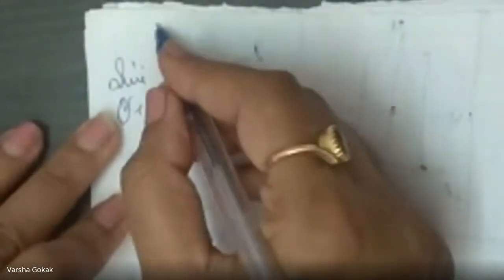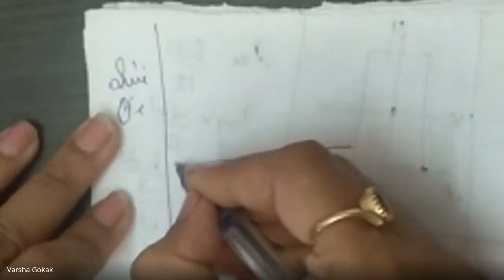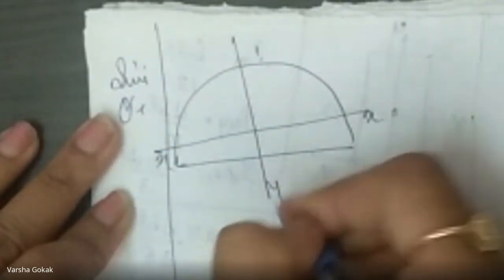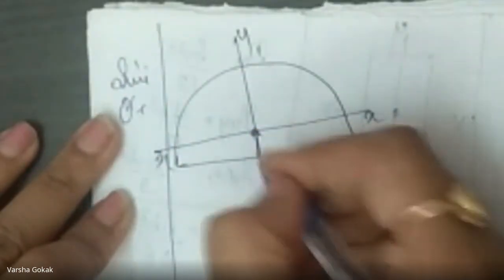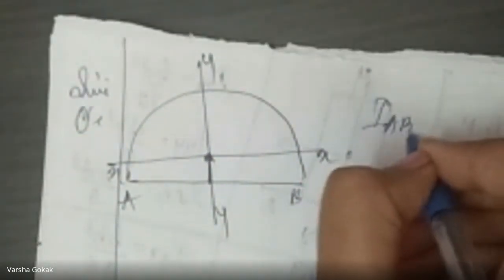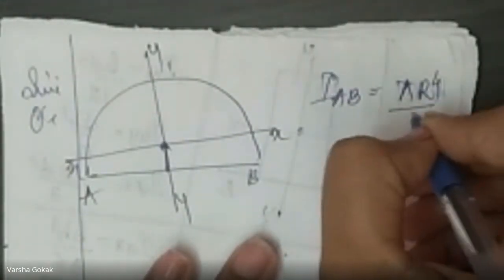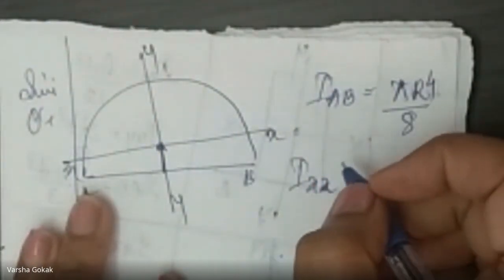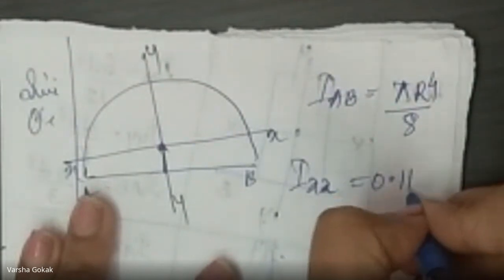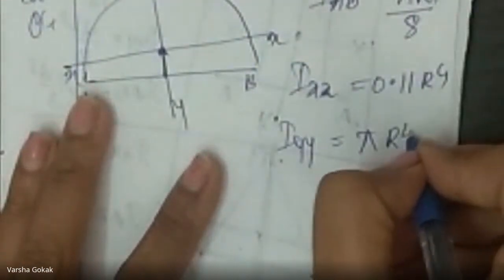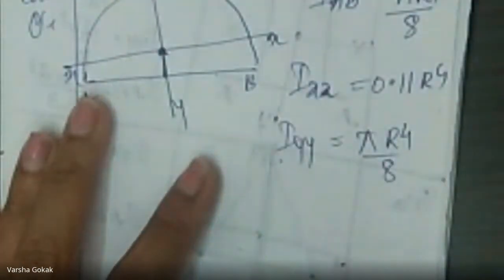Semicircle we'll consider. The semicircle is going to look like this. This is the centroid of the semicircle, so I'll call this xx. This is yy. This distance I know that it is 4r by 3 pi, right? This is AB. So first we found IAB. What was IAB? Just now we did for a semicircle. It is pi r raised to 4 by 8. From the parallel axis theorem, we found the Ixx, that is 0.11 r raised to 4, and Iyy would be pi r raised to 4 by 8 only. Along this would be pi r raised to 4 by 8.